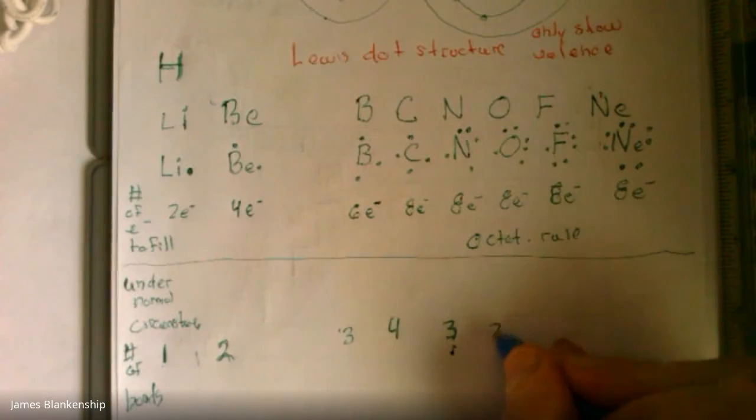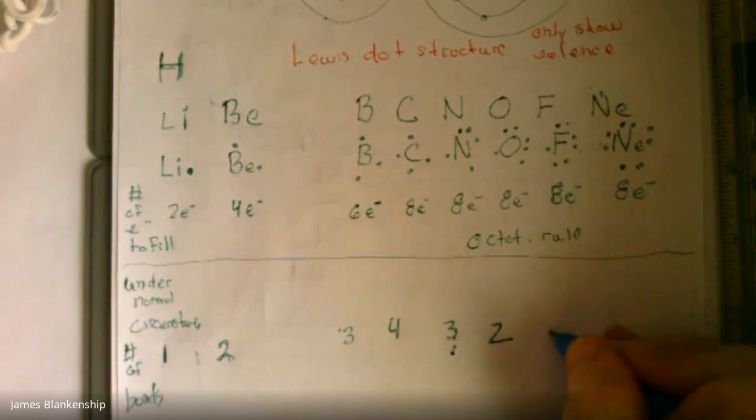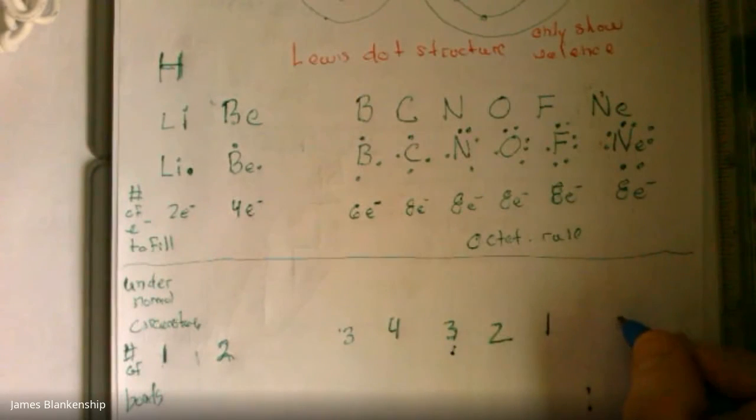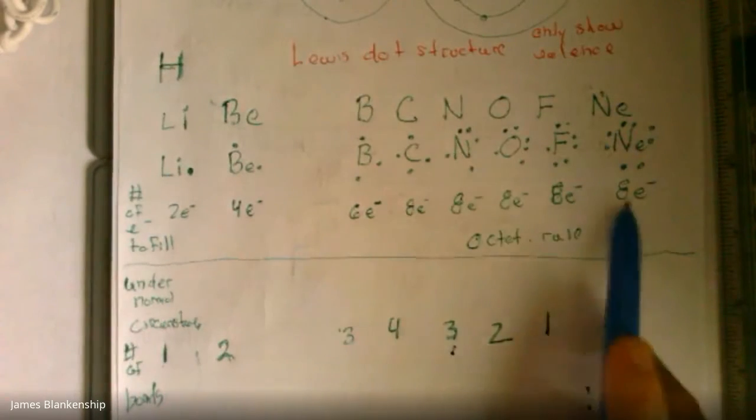Oxygen will make 2 bonds. Fluorine makes 1 bond, and under normal circumstances, noble gases make no bonds. Neon is certainly not going to make a bond.